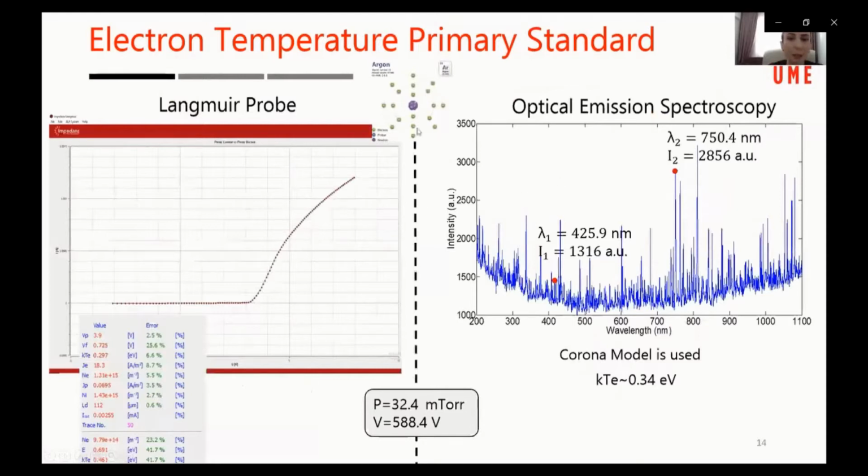Here you see our primary results in an argon gas at this pressure and at this voltage value. This is the IV curve, and from that IV curve, we obtain the electron temperature as almost 0.3 electron volt. And by using optical emission spectroscopy at the same pressure and voltage values, we obtain the temperature of the electron as 0.3 electron volt again. So we get similar results, but again, these are preliminary results. But still, as I told you, we can find a way to realize the electron temperature in terms of the Boltzmann constant.